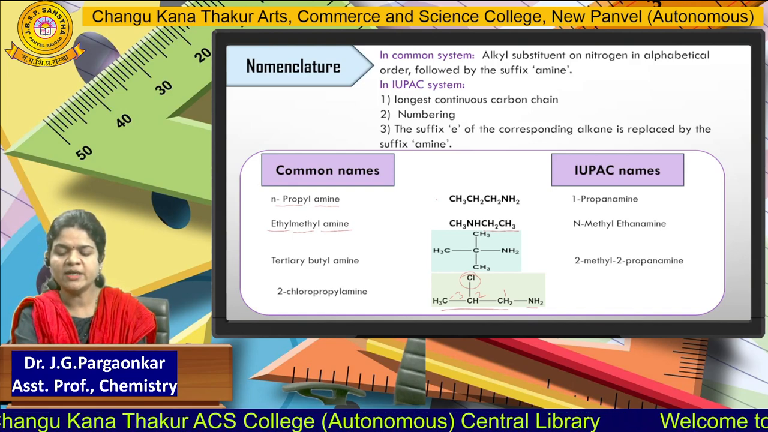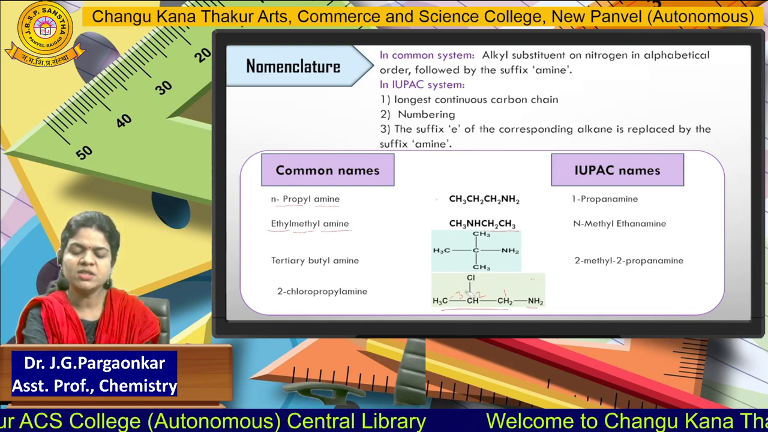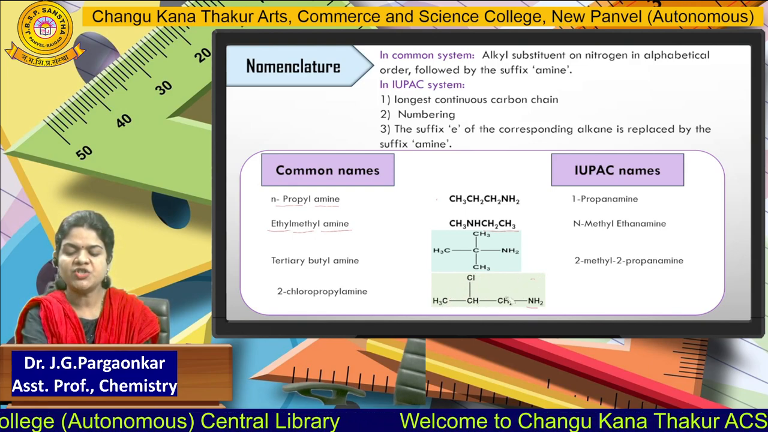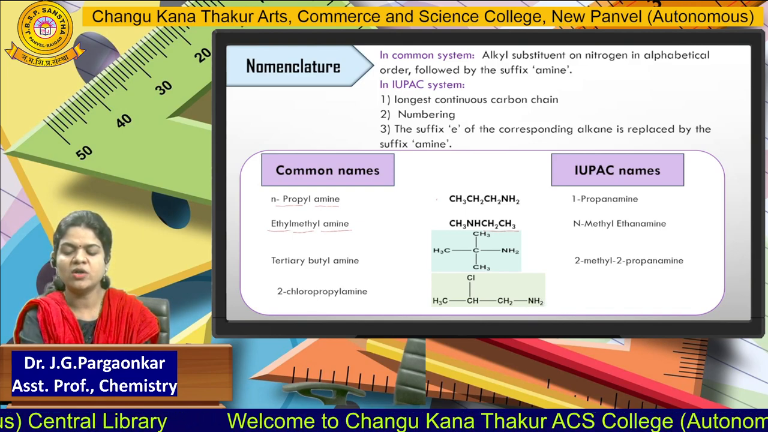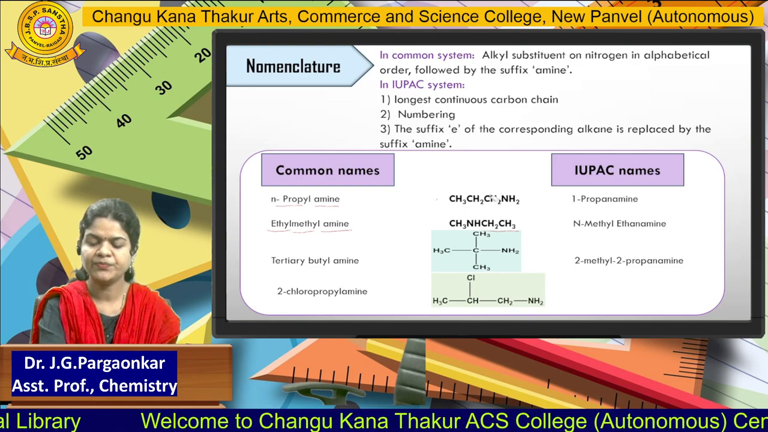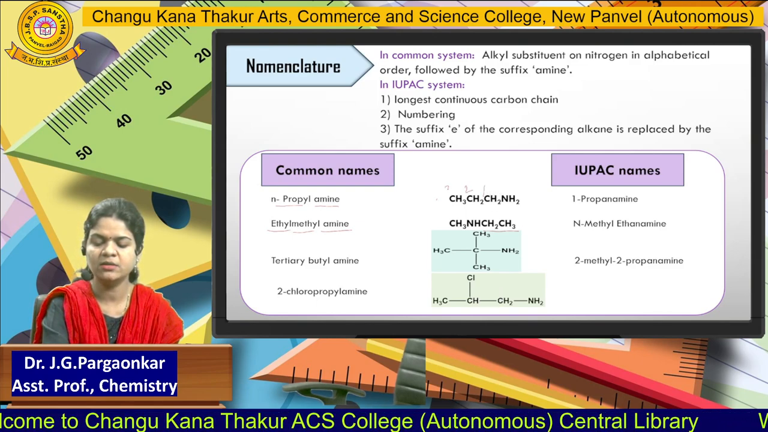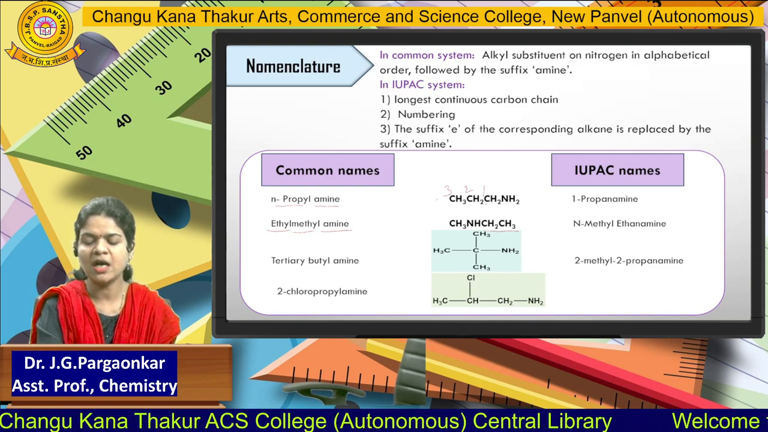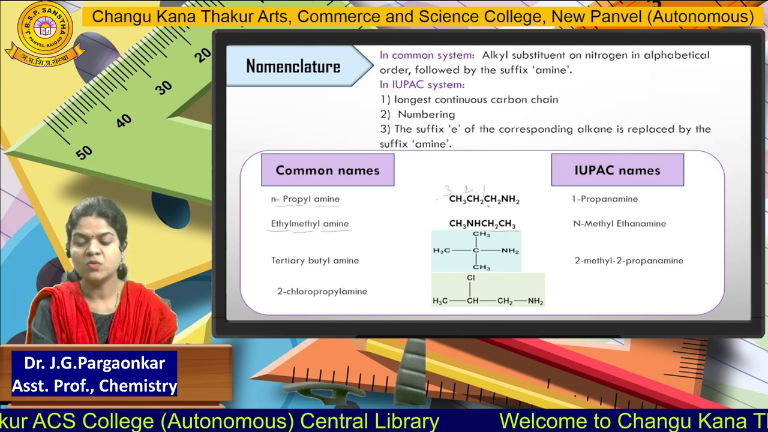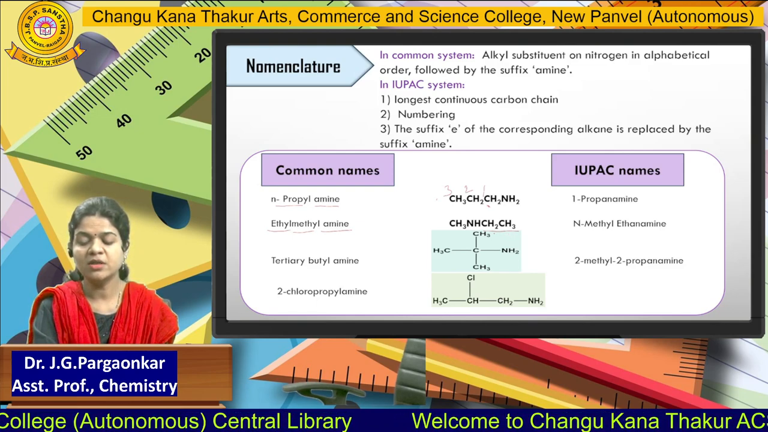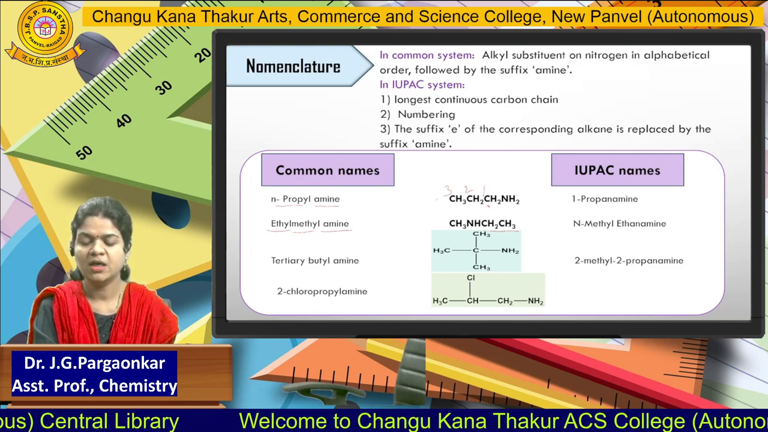So in the case of the IUPAC name, students, listen. What do you have to see? You have to just see the longest chain. See everyone. For the first structure, what is the longest chain? 1, 2 and 3. So give the numbering starting from the carbon which is attached to the nitrogen atom. This is the first rule. Now what is the second rule? The third rule is that the suffix E we have to replace by amine as a word.